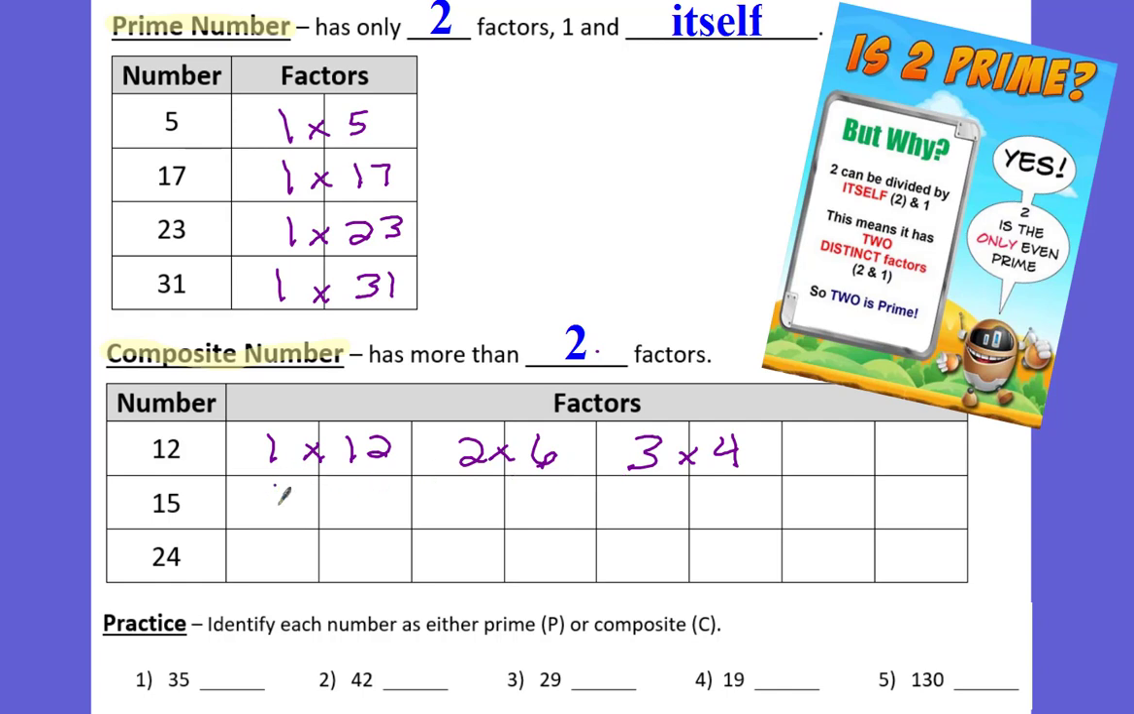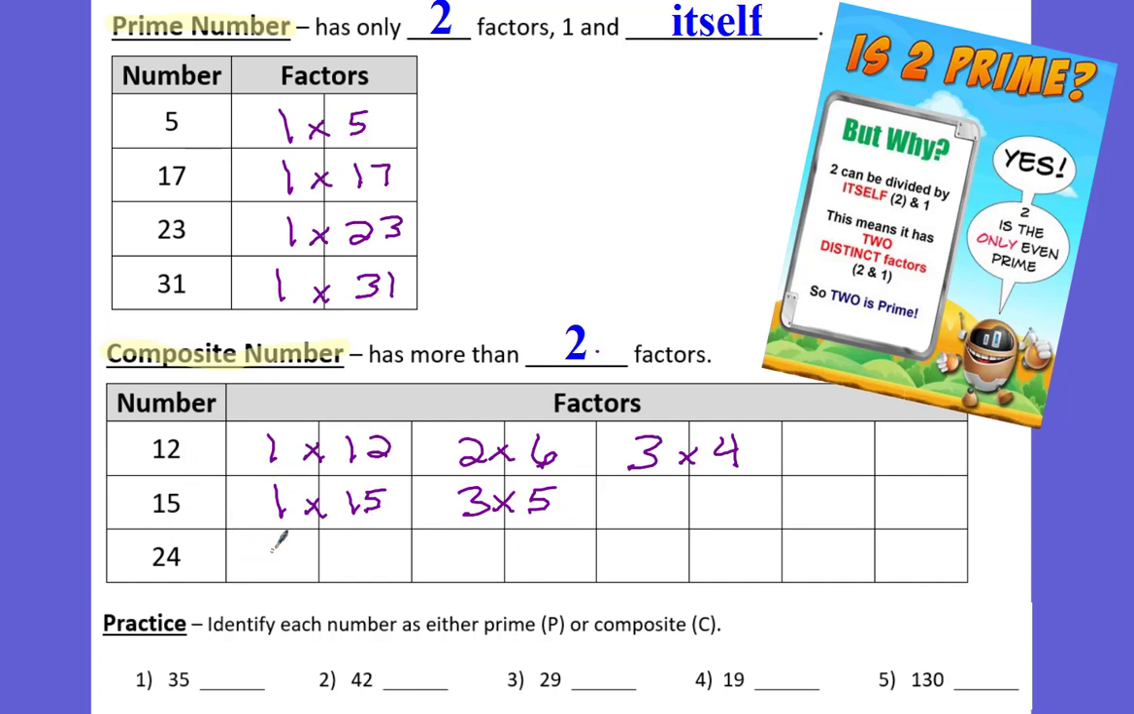For 15, 1 times 15. Is 2 a factor of 15? Can I multiply 2 times a number to make 15? No. What about 3? Yes, 3 times 5 will give me 15. What about 4? No. 5? Yep, 5 times 3, which I already have right here. So once you start to repeat the factors, you know you're done. You've gotten all the factors that you can get.